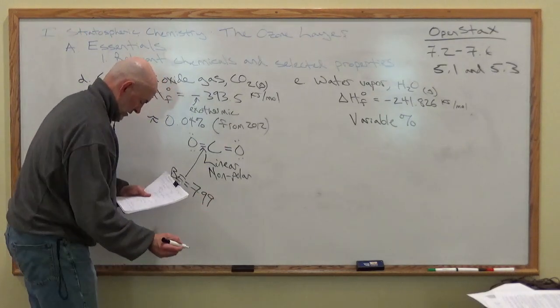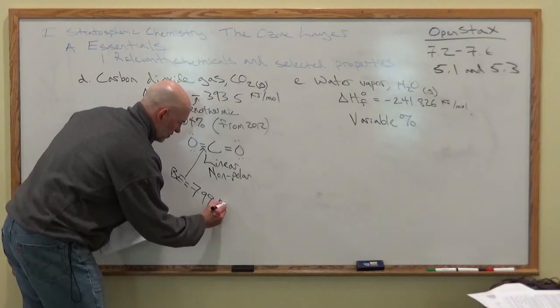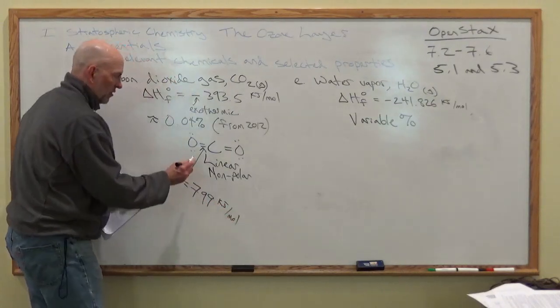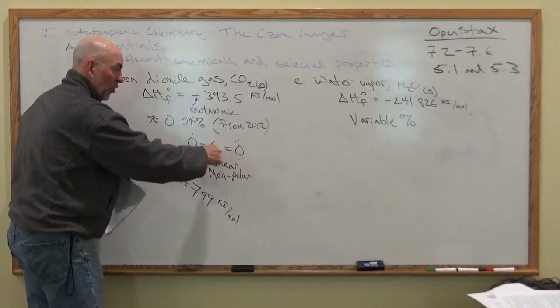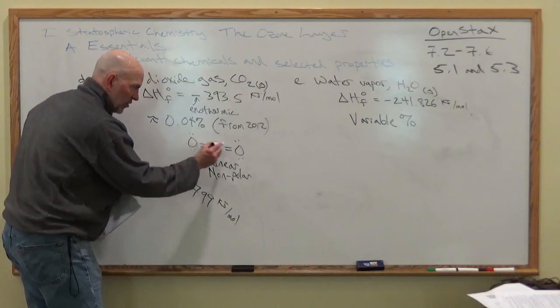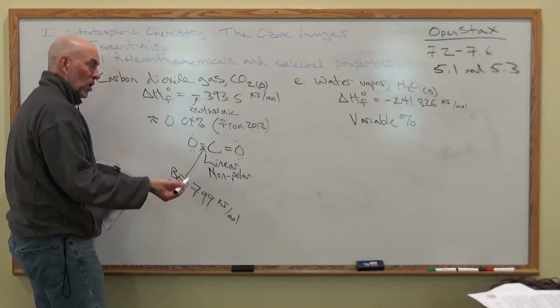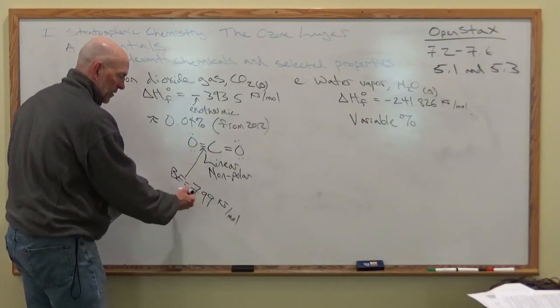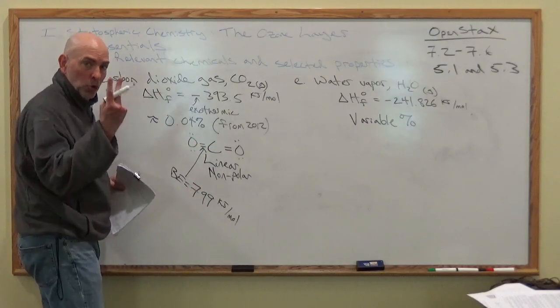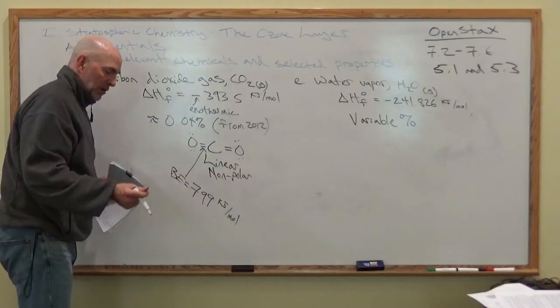799 kilojoules per mole. And it's also worth noting that it's not the whole molecule that has that, it's just one of those bonds. So the total bond energy for carbon dioxide would be 799 times 2, because there's 2 bonds. The same thing applies to water.